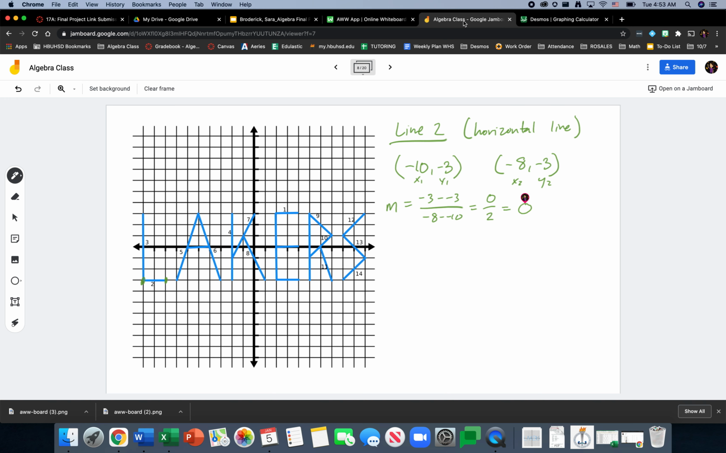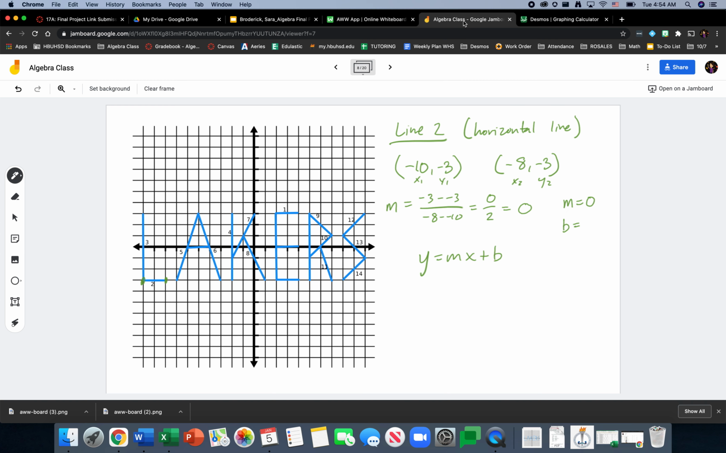Now, I am hoping that you don't need to do this, because I'm hoping that you look at a horizontal line and think, oh, the slope is 0. Horizontal line, the slope is always 0. Okay, so now what I do need is the b, the y-intercept. Now you could plug in a point. This strategy will continue to work, but I'm hoping, again, that you don't do this.